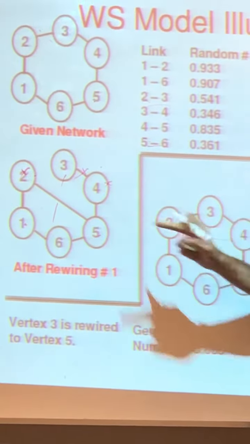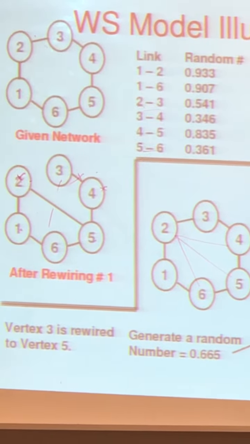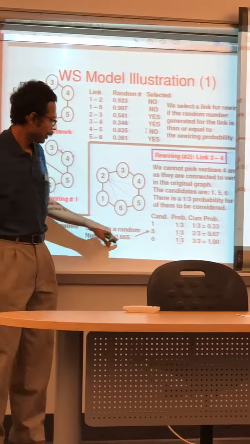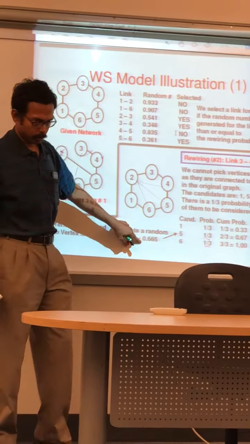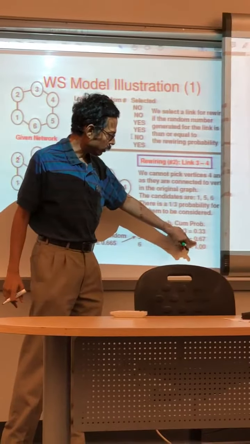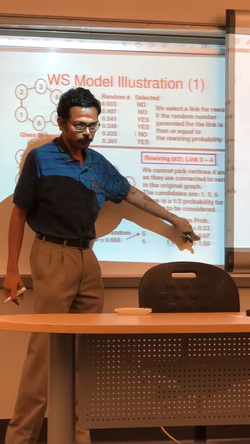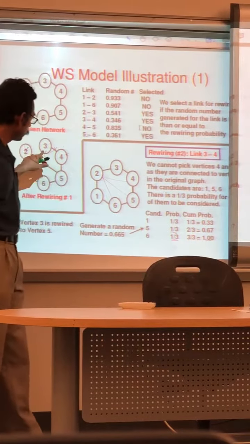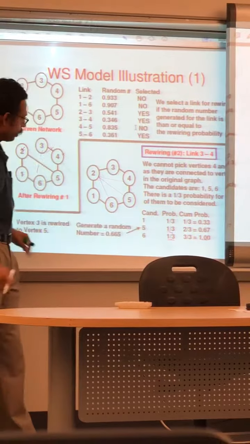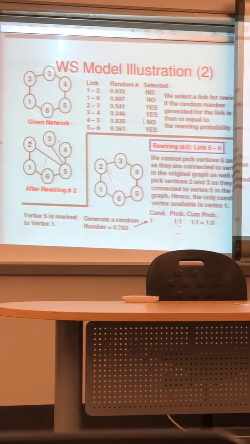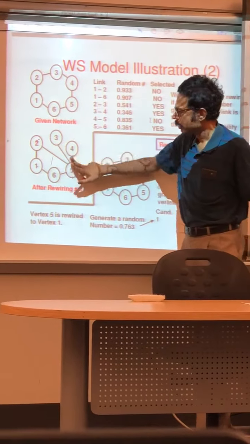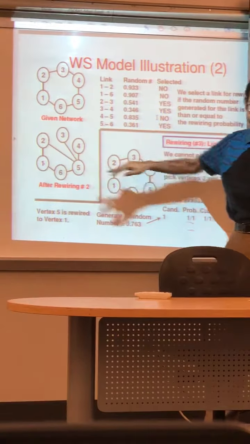So the candidates are 1, 5 and 6. Again, they have equal probabilities, so the cumulative probabilities are as usual. Now the random number I generate is 0.665, which is less than or equal to 0.67. So the node with which 3 is going to be connected is 5. So at the end of this process, we're going to get 3, 5. Okay, so this is the edge.